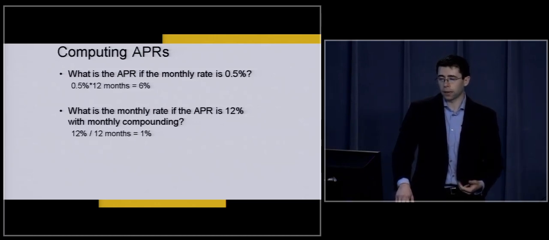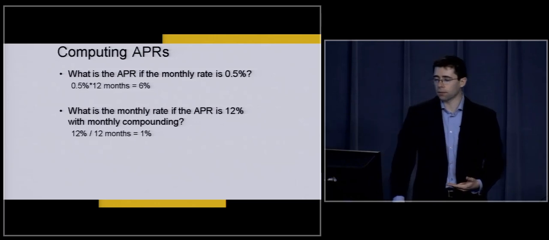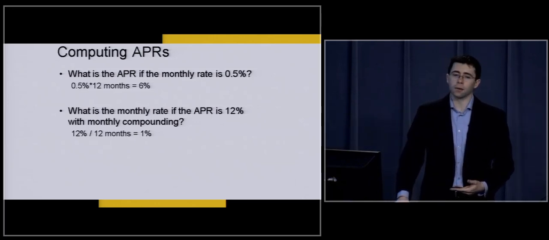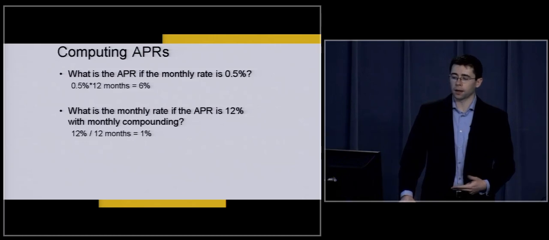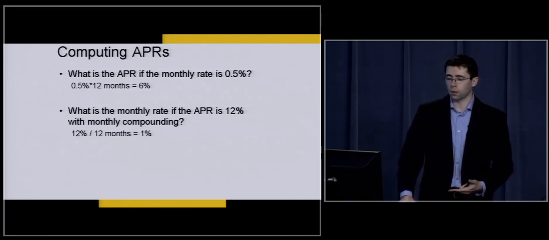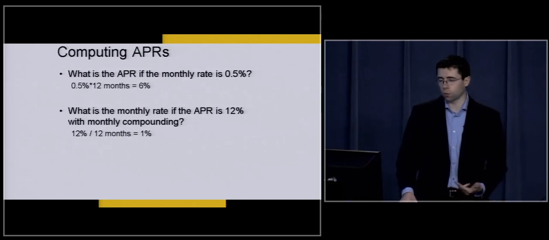Now, let's say we know that our APR is 12% and we have monthly compounding. We can essentially use that same formula to calculate our periodic rate by dividing our APR by the number of months. In this case, we divide 12% by 12 months and get our periodic rate of 1%.